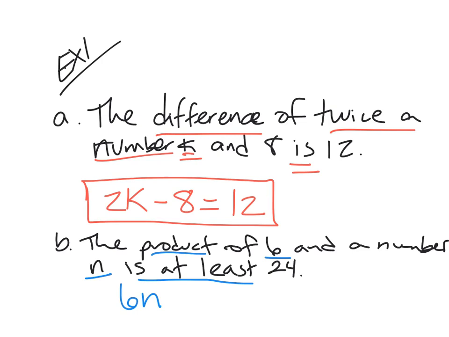But could it be greater than 24? Yes. So you're going to put greater than or equal to 24. Because 6n has to be at least 24, but it could be larger. If you see no more than, that's when it's going to be the less than sign. But at least means the bottom of that is going to be 24, but it could go higher. That make sense? Okay, let's do C.